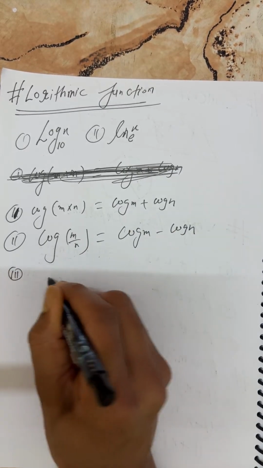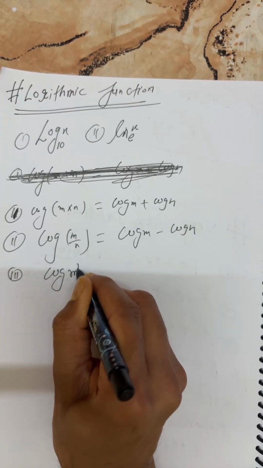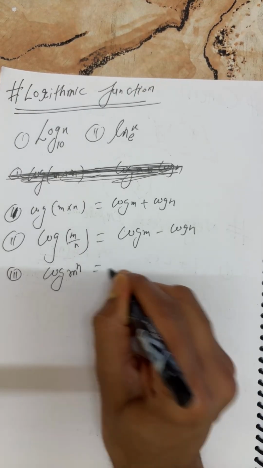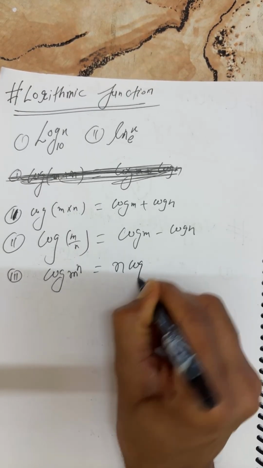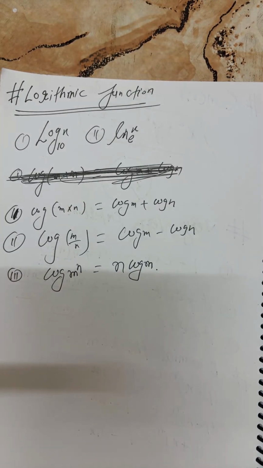The third one is super important: log of m to the power n. Very much important. This is n times log of m. Okay, let's remember this.